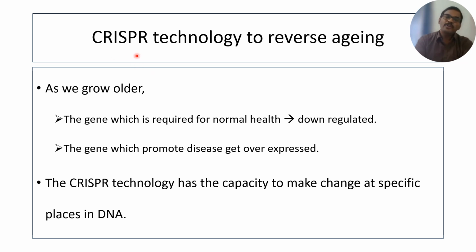So how are we going to use this in reversing aging? Normally as we get older, the genes which are required for normal health will be downregulated, and the genes which promote disease will be overexpressed. The CRISPR technology has the capacity to make changes in a specific part of the DNA, so this can be altered. That will result in prolongation of life, that is, delaying the aging.